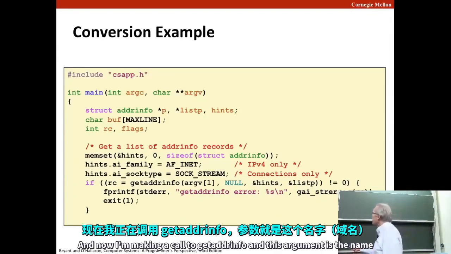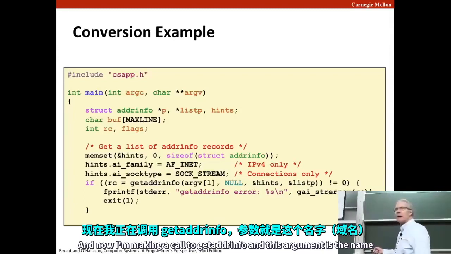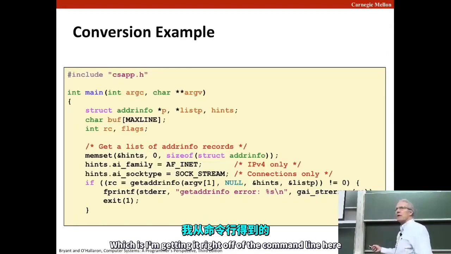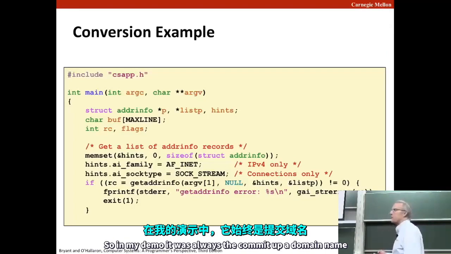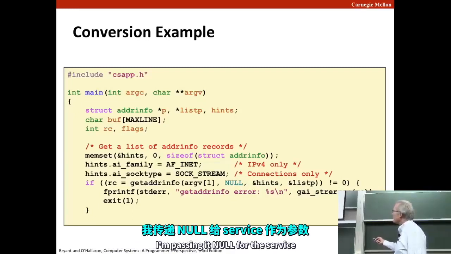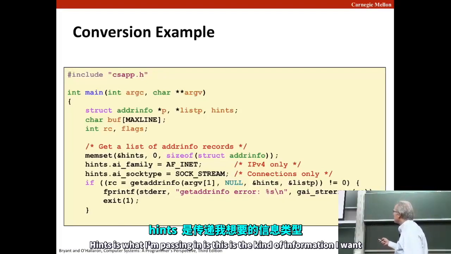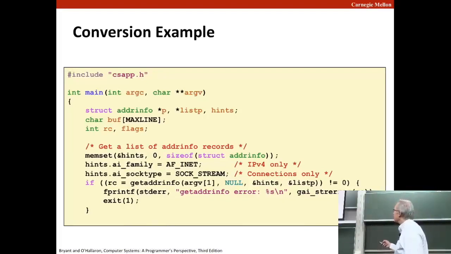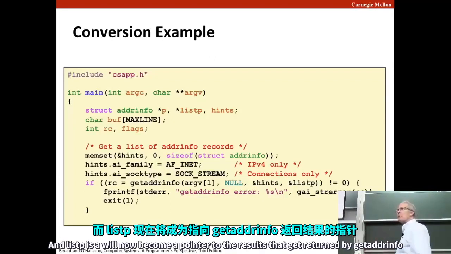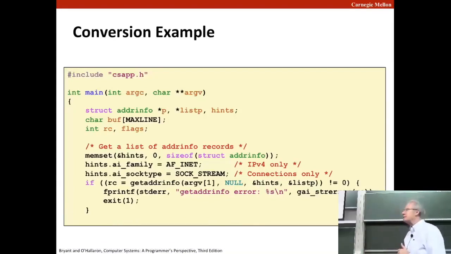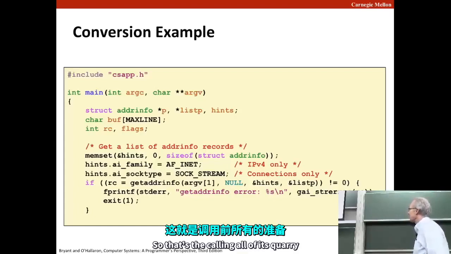And now I'm making a call to getaddrinfo, and this argument is the name, which I'm getting right off of the command line here. In my demo, it was always a domain name. I'm passing in null for the service. As I mentioned, in this call you typically have one of the two be null, but not both. Hints is what I'm passing in: this is the kind of information I want. And listp will now become a pointer to the results that get returned by getaddrinfo. So that's the call in all of its glory.